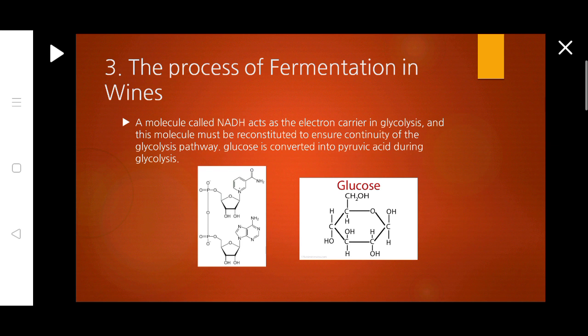Next, a molecule called NADH acts as the electron carrier in glycolysis, and this molecule must be reconstituted to ensure continuity of the glycolysis pathway. Glucose is converted into pyruvic acid during glycolysis.